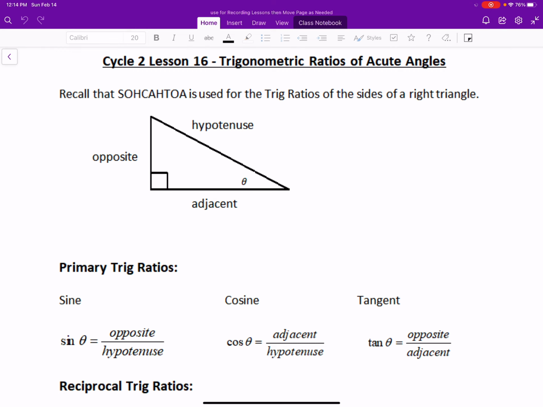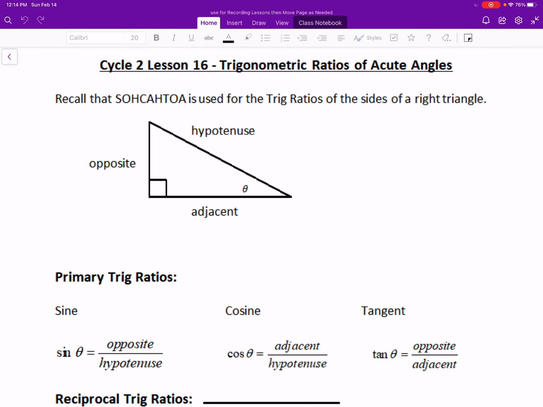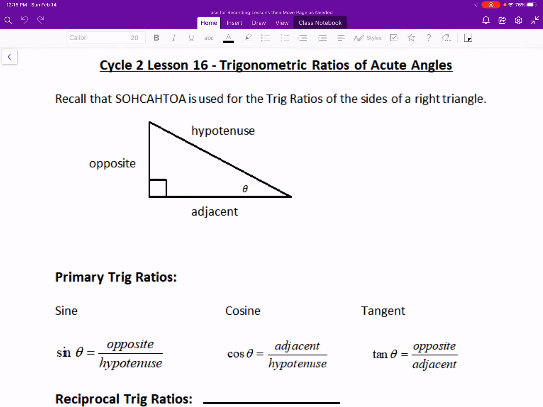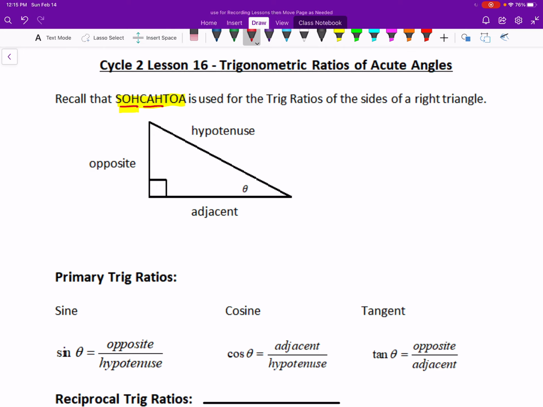So going back to what you've learned in grade 10, we know that trigonometry is for working with right triangles. And so SOHCAHTOA is a term that we use. It's an acronym that's just supposed to remind us of the trig ratios. SOHCAHTOA: sine equals opposite over hypotenuse, and cosine equals adjacent over hypotenuse, and tan equals opposite over adjacent.